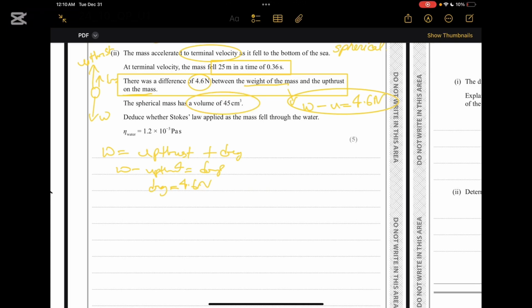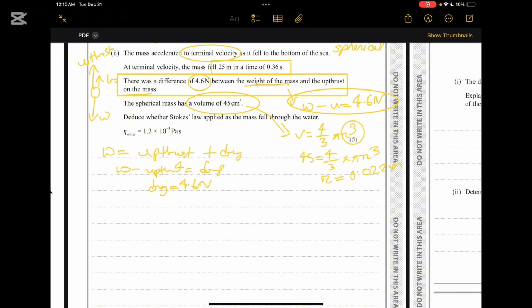We can use that volume to figure out the 4 by 3 pi r cube. We know volume is equals to 4 by 3 pi r cube. We can use this volume to calculate the radius. So 45 is equals to 4 by 3 into pi r cube. So the radius is equals to 0.022 meter.